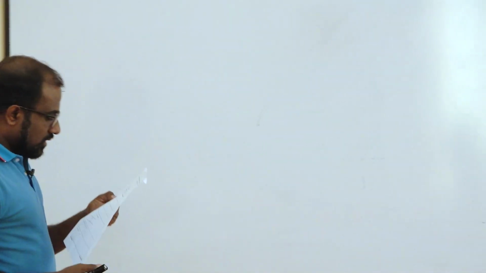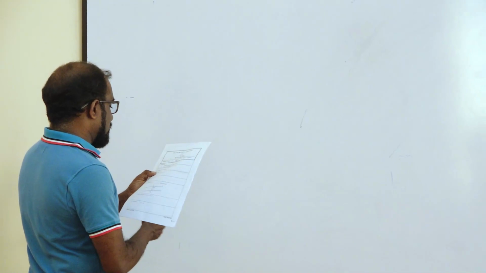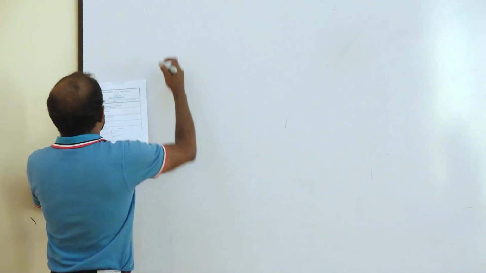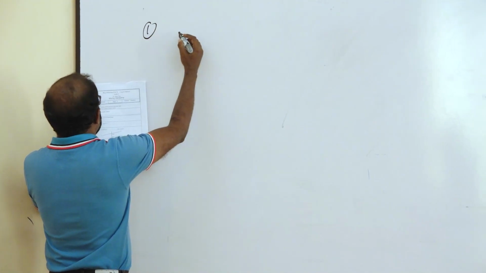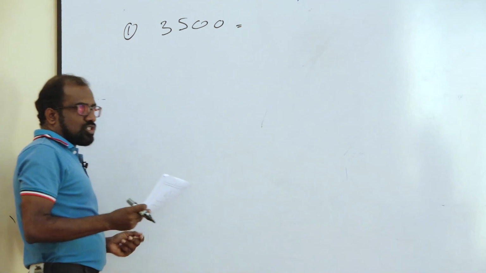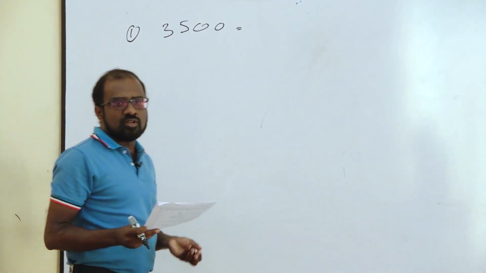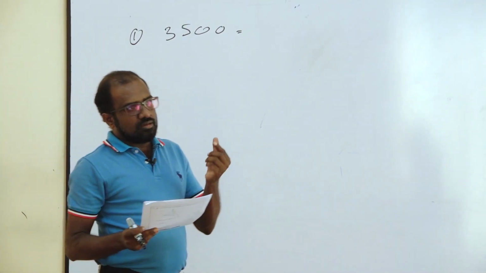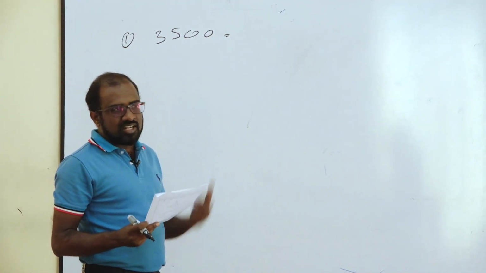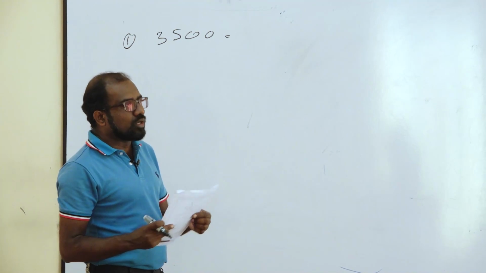First one, write in scientific notation. First question: 3500. You are asked to write this in scientific notation. So, what is scientific notation, children? A number between 1 and 10 multiplied by a power of 10. That's how you write a number in scientific notation.